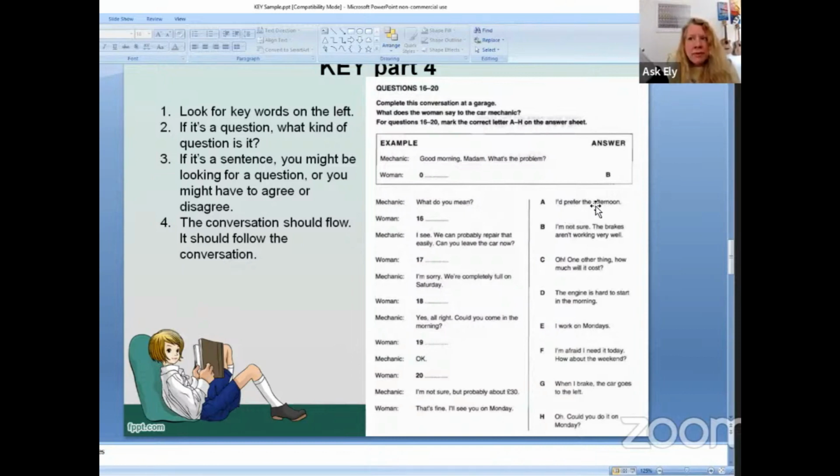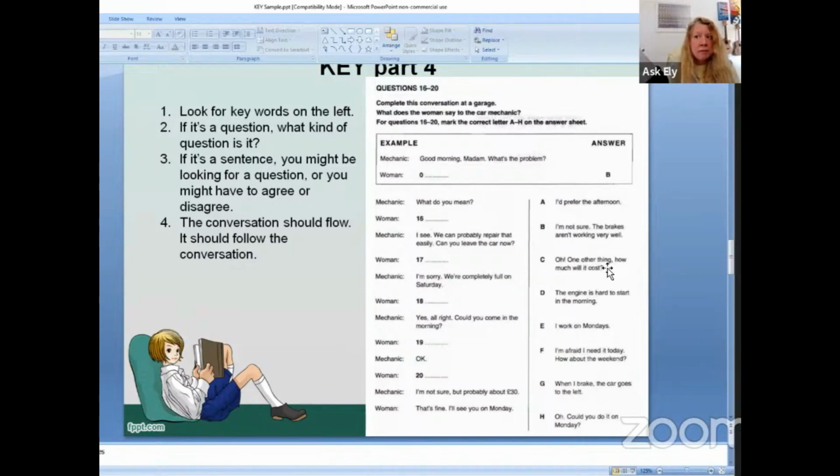So "I prefer the afternoon." The mechanic says, okay. And we don't know what that is. So we look at this one: "I'm not sure, but probably about 30 pounds." And 30 pounds is money, right? So we're talking about money here. Okay, so what is the answer? "I'm not sure." That doesn't sound like money.